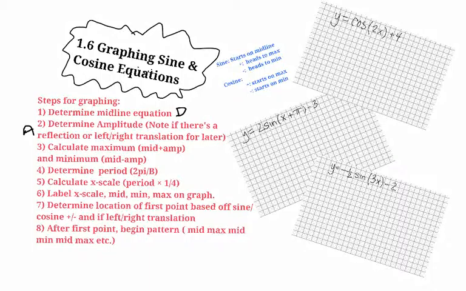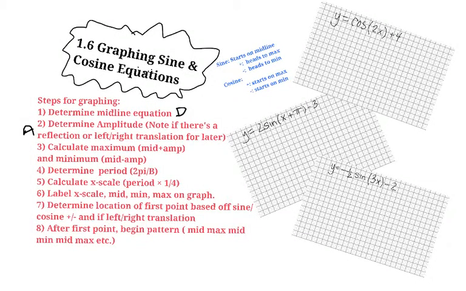Cosine, remember, starts up high and then drops all the way down. So if it's positive, it will start up high. But if it's negative, that reflection will make it start down low. Once we figure out the starting point, we have the general pattern. It goes from the middle to the top, to the middle to the bottom, to the middle to the top, and that just goes on forever in both directions, just using that pattern.